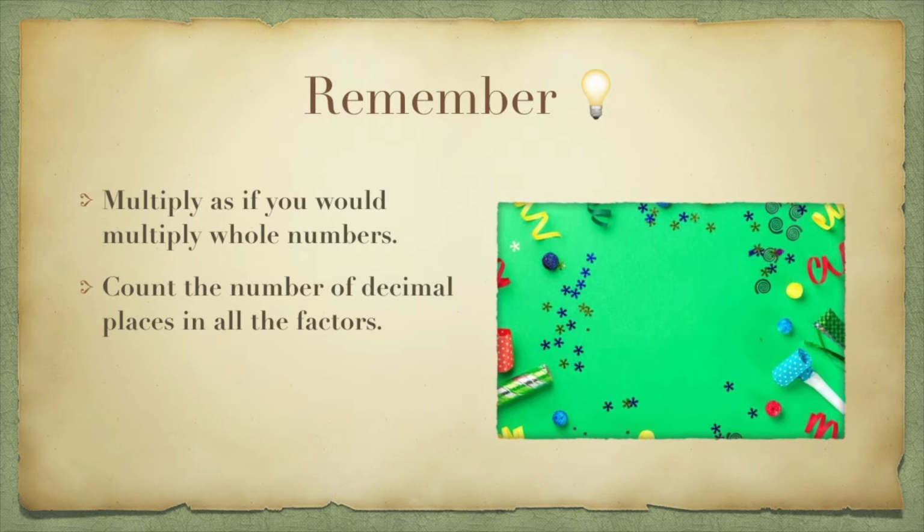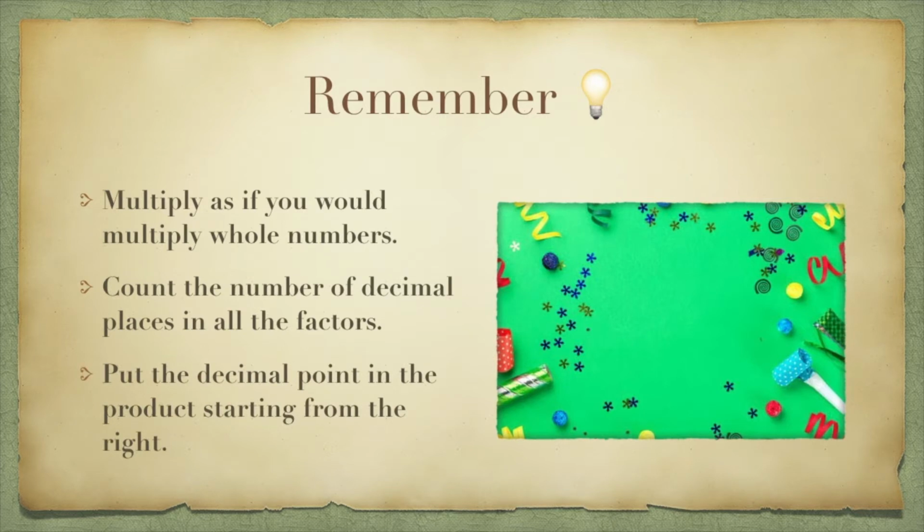You should count how many digits in all. And put the decimal point in the product starting from the right. For example, if there are 5 decimal places in all the factors, you should count 5 digits from the right of your product. After the 5 places, put the decimal point. Now, if you are confused with this, let's proceed to our examples.